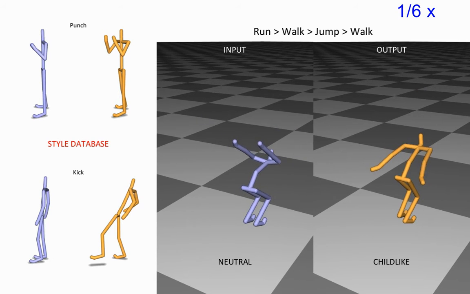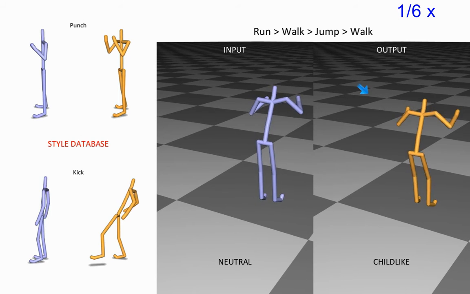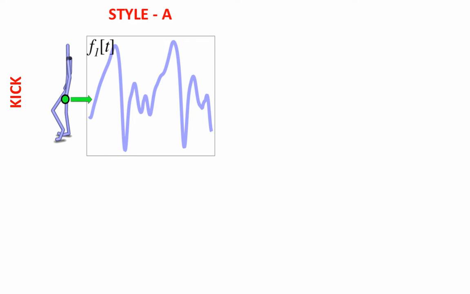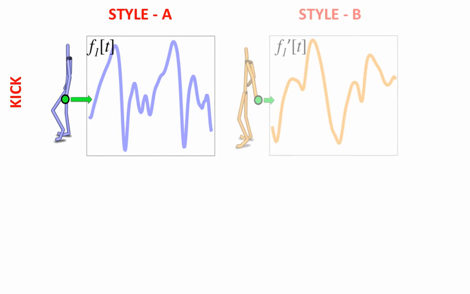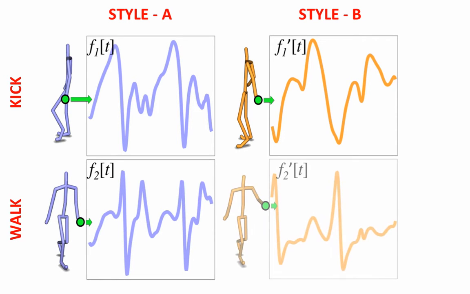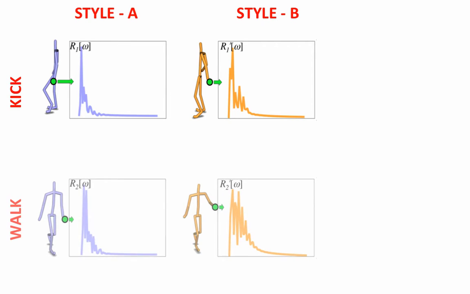In this example, a run, walk, jump sequence is stylized with a database of only punch and kick actions. We draw our intuition from the fact that it is difficult to correlate time domain signals of independent actions, whereas the correlation is easily observed in the spectral domain.